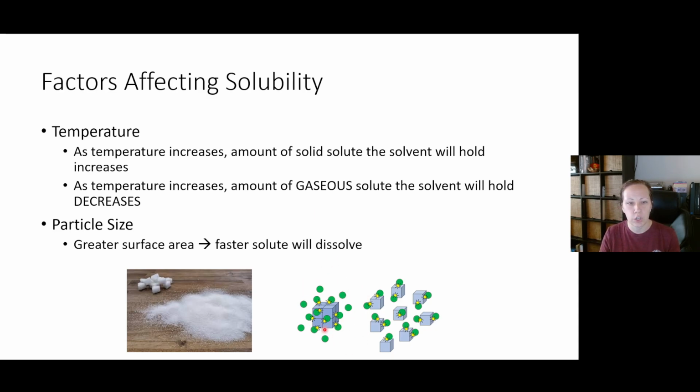But if the sugar is in a cube, there's less area on the cube for the solvent to attract and dissolve the sugar, right? Versus if it is granules, there's a lot more surface area for it to do that. And so it's going to be able to work more quickly dissolving the solute when there's more surface area, which means that we have smaller particle sizes, okay?